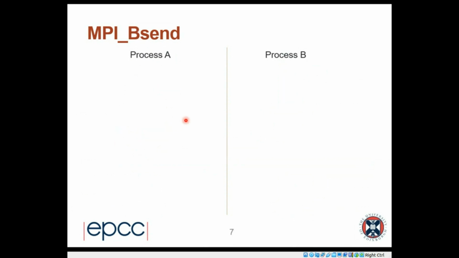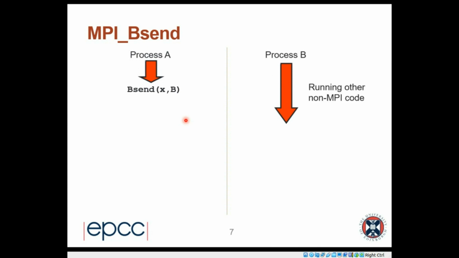So you might think, well, let's use Bsend, asynchronous send. So here we go. Process A issues a Bsend of X to B. Process B is issuing some other non-MPI code. Remember, Bsend is asynchronous. It's fire and forget, just send the data. So what MPI has to do is take a copy explicitly on process A, and then the Bsend returns.